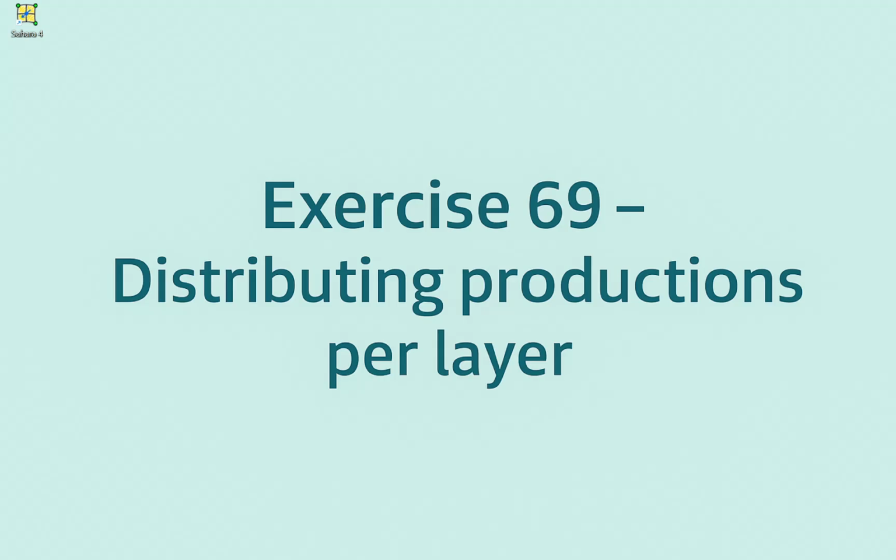In this exercise, we will create new allocation factors to distribute the production per layer over time for all the wells in our project. In a previous exercise, exercise number 20, we imported the allocation factors externally to divide the injection in the different layers that we have in the project. But now the idea is to create new allocation factors for the production side. So we will apply those allocation factors to all the producers.